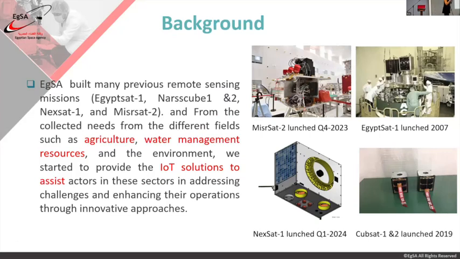What is the background of this project? As a developing country, we have previous missions in space technology, like NARS Cube 1 and 2, which are CubeSats, and the next one, MASSAT-2. All of these satellites were developed by Egyptian expertise in cooperation with other partners. These satellites were for remote sensing, so we started from this point, as we need to develop space IoT technology by our own hands.